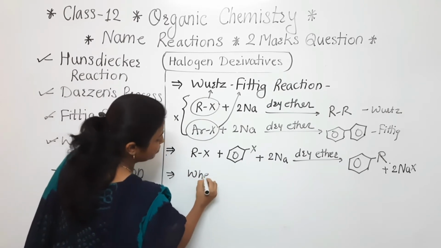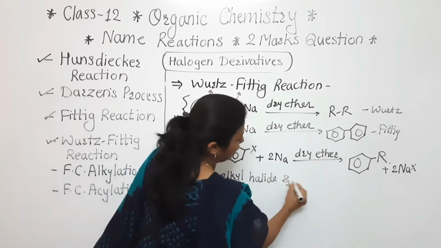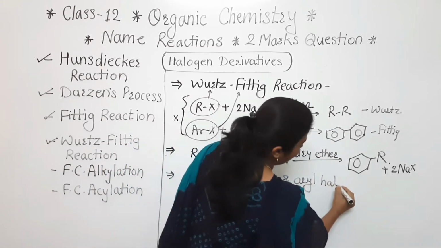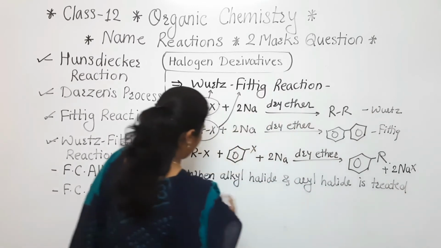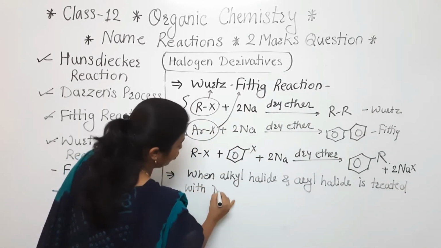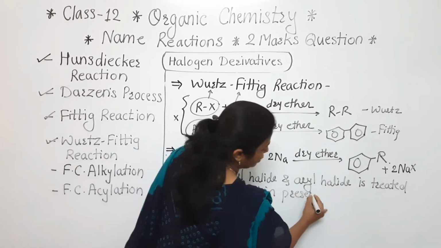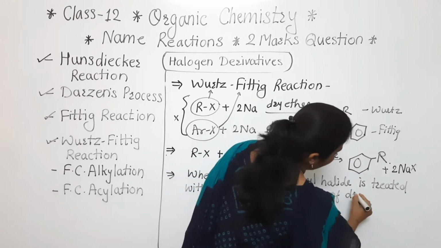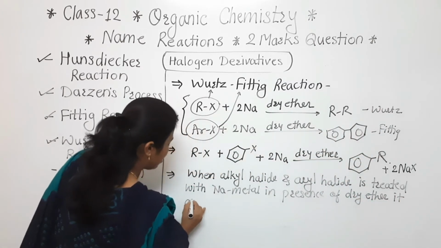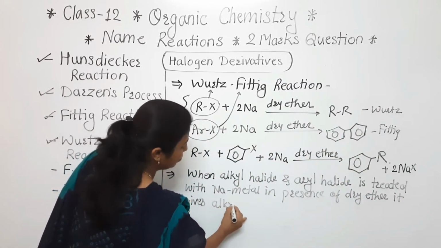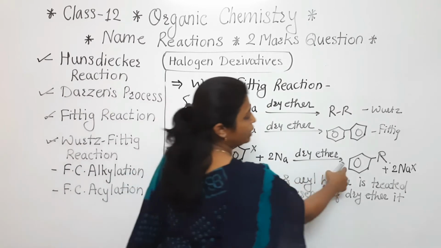See, when alkyl halide and aryl halide is treated with sodium metal in presence of dry ether, it gives alkyl benzene. Means here if we are taking methyl, then it will be methyl benzene.